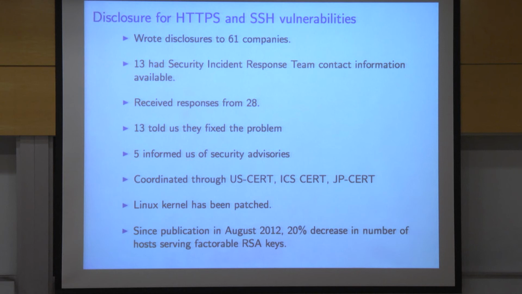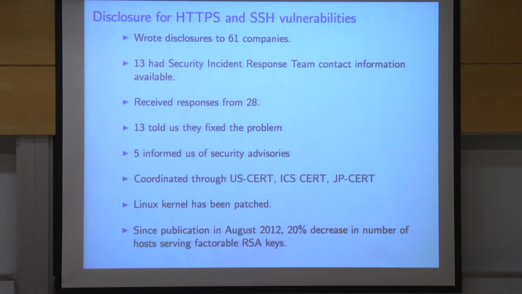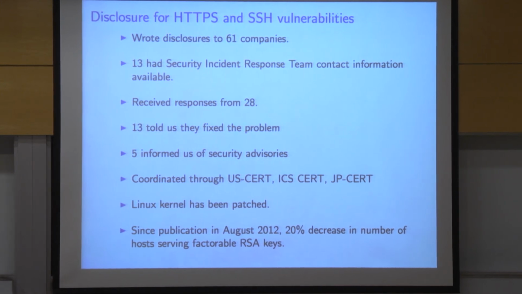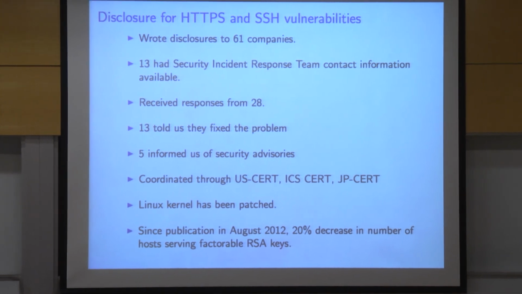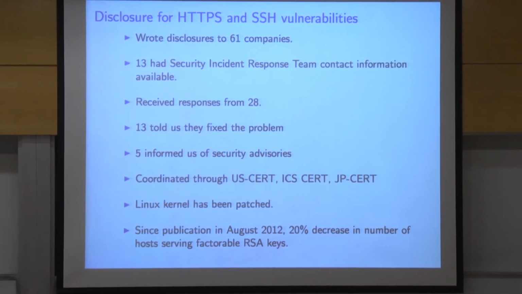13 of them in the past year and a half have told us that they fixed the problem. 5 have informed us of some kind of publicly available security advisory about these random number generation issues. And we coordinated the disclosure through US CERT and ICS CERT, the Industrial Control Systems CERT, and JP CERT for one company.